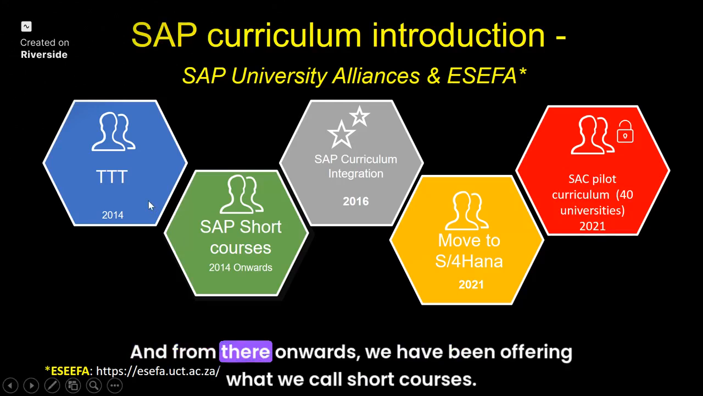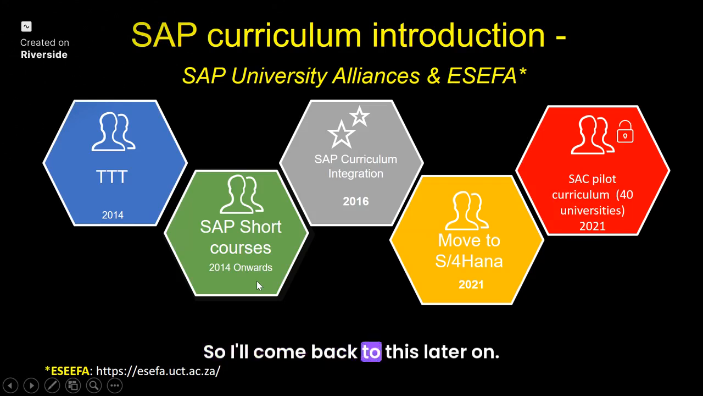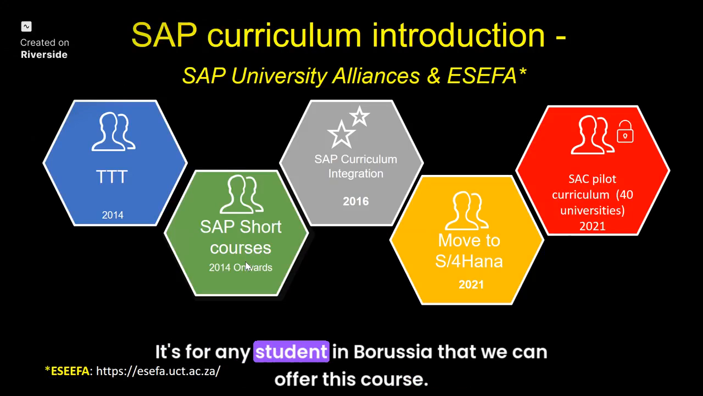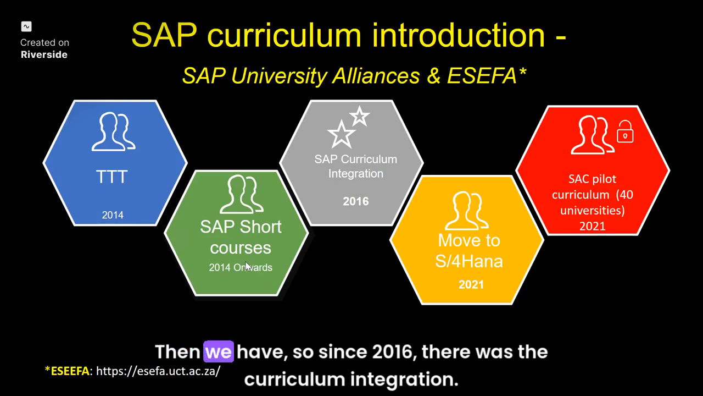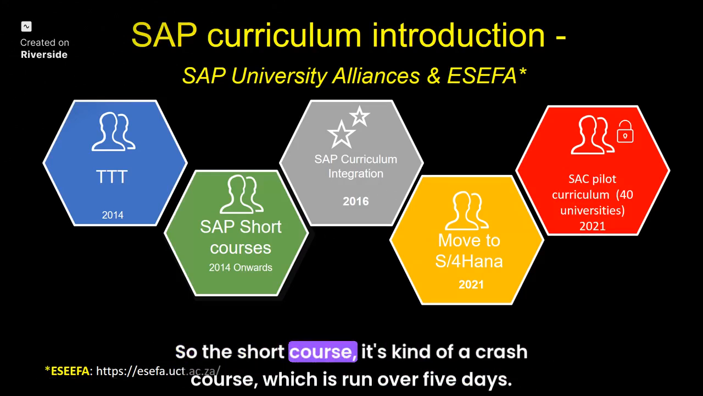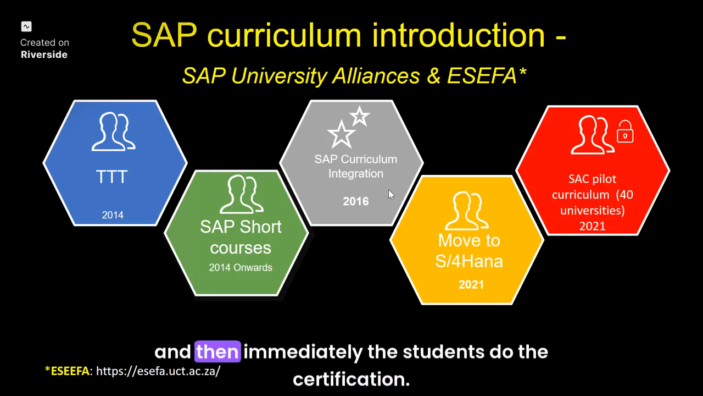From there onwards, we have been offering what we call short courses. I'll come back to this later on. These short courses are not restricted to UOM students. It's for any student in Mauritius. Then, since 2016, there was the curriculum integration. So what is the difference between the short course and the curriculum integration? The short course is a kind of crash course, which is run over 5 days, and then immediately the students do the certification.